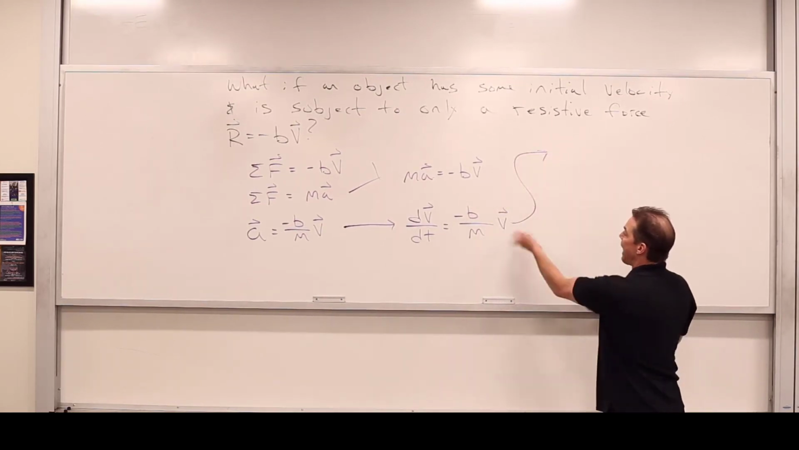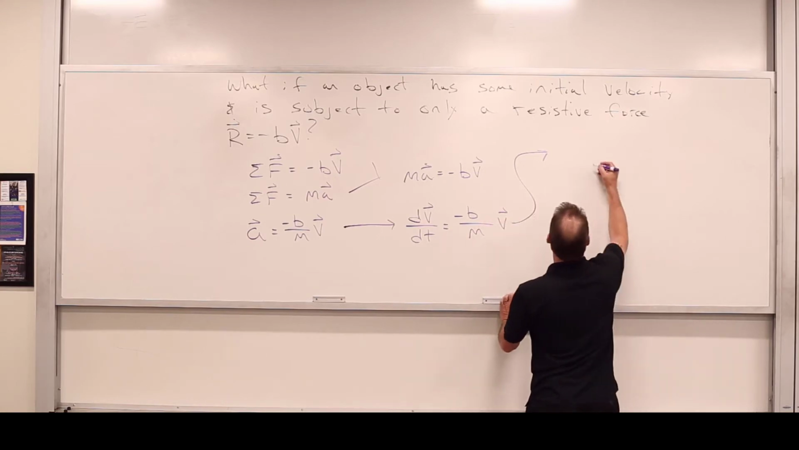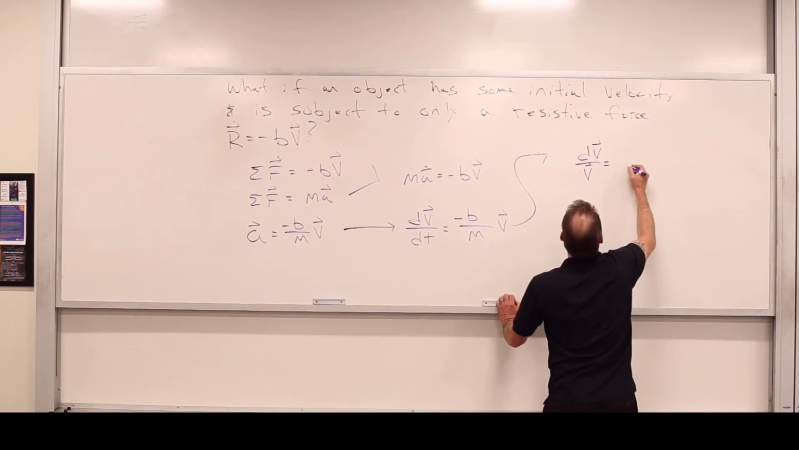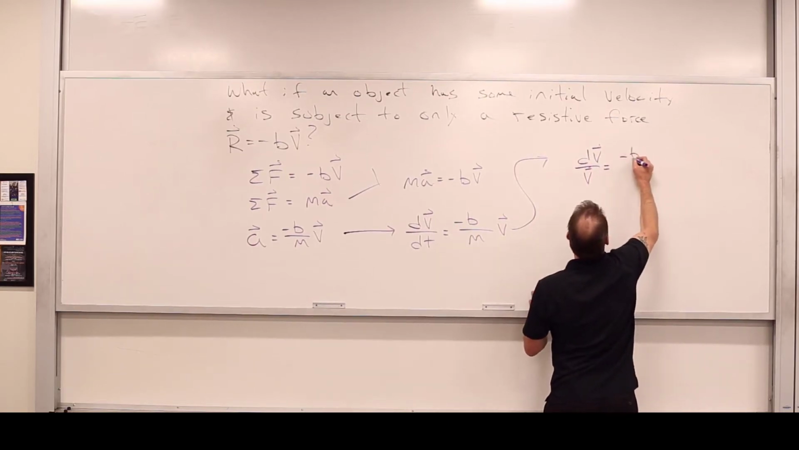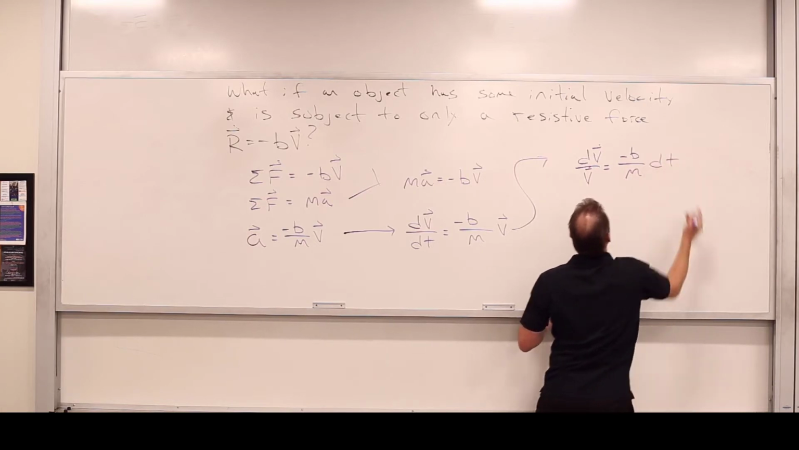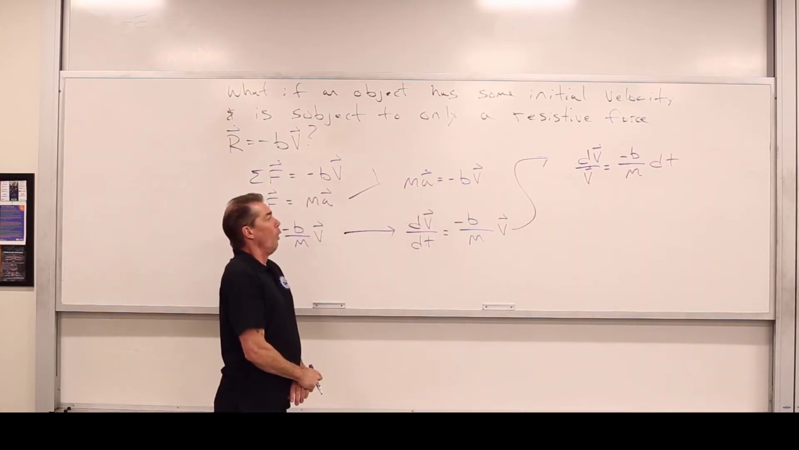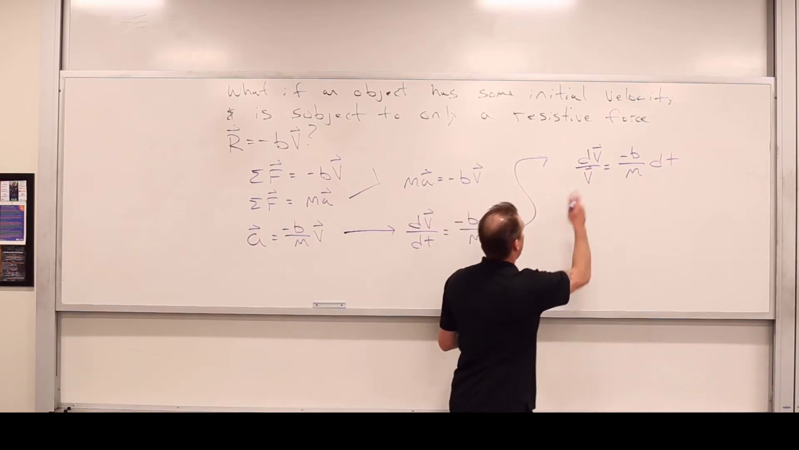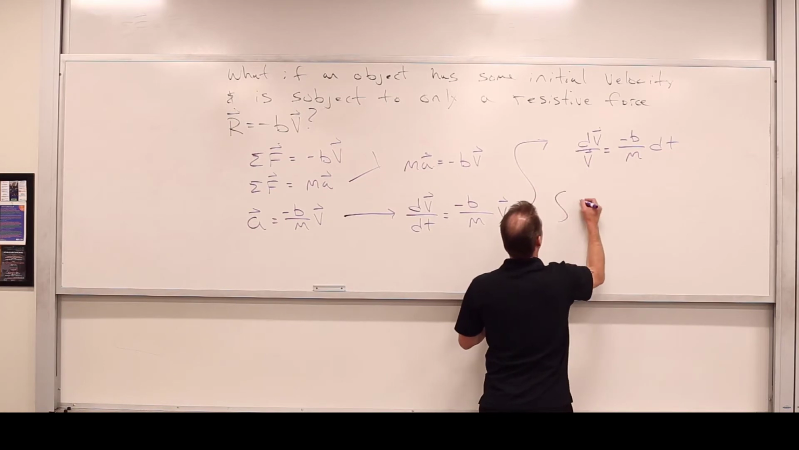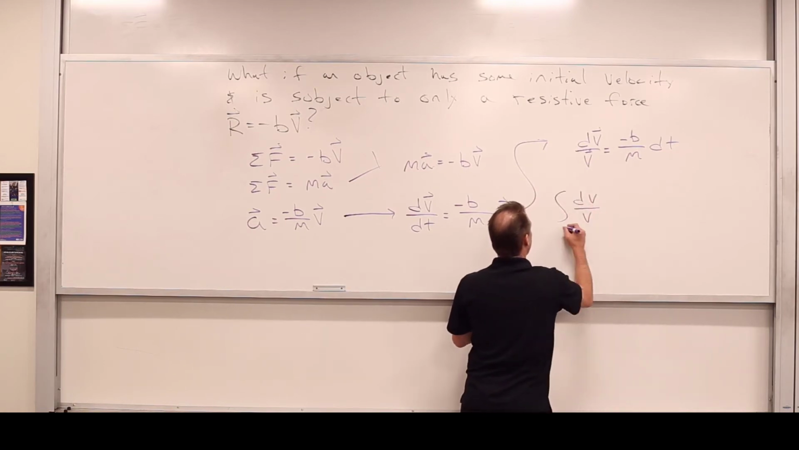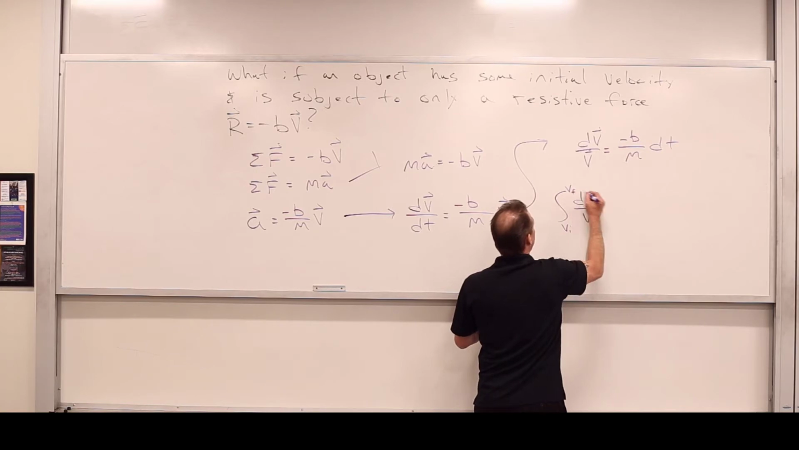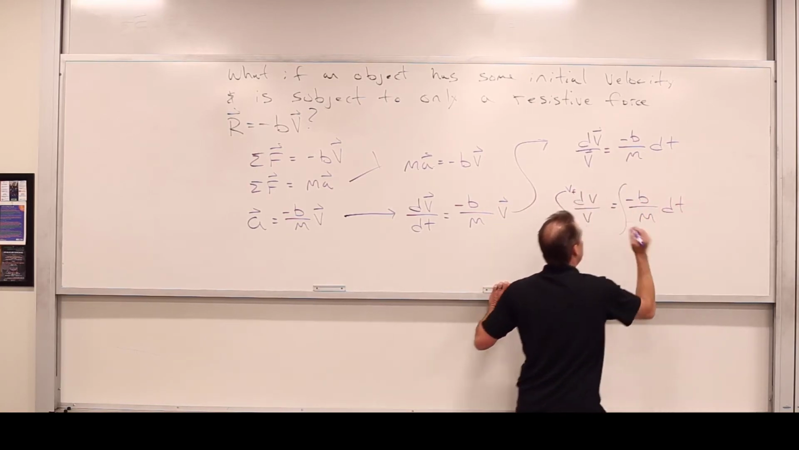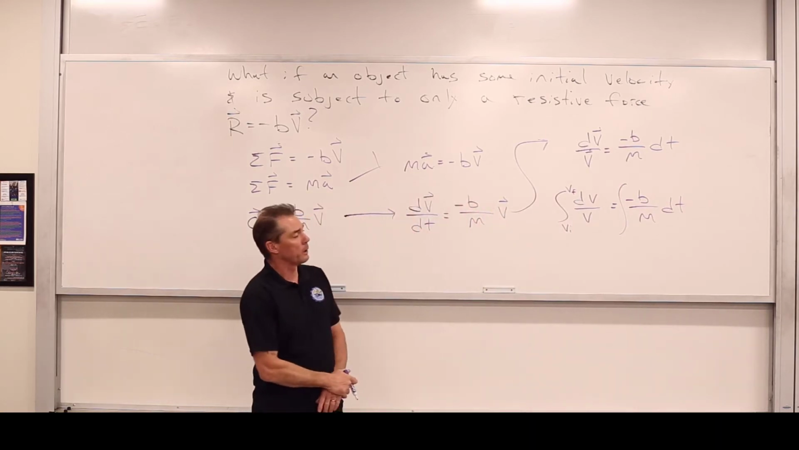So I divide both sides by v hat, and I'll move the dt to the other side, and we can write this as dv hat over v hat is equal to negative b over m times dt. Not necessary to have the hats anymore. We're just looking at the speed of the object now. And we can write this then as the integral of dv over v from some v initial to some v final is equal to negative b over m dt. Take the integral of that. Do one side, do the other.